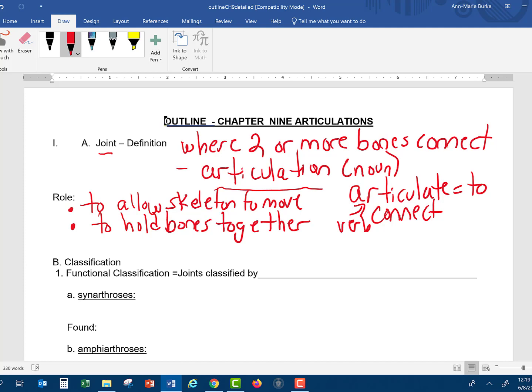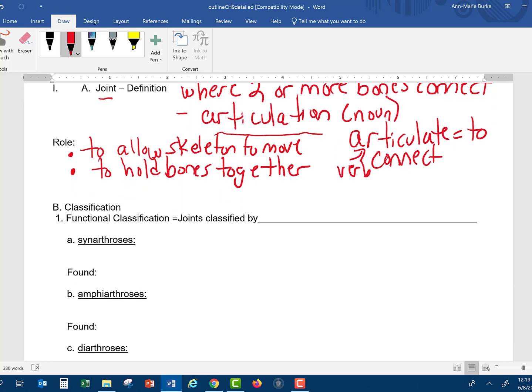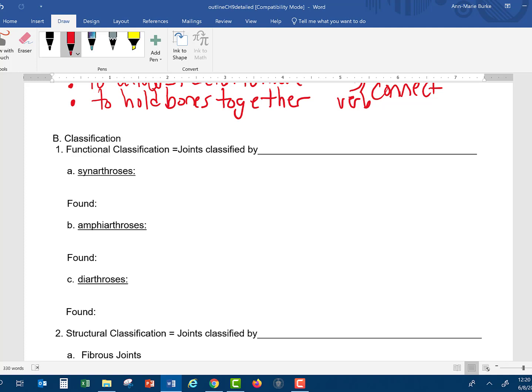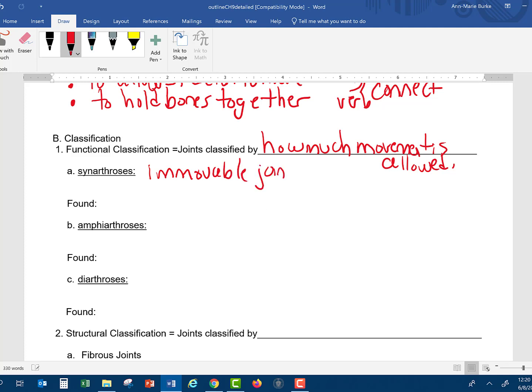So in order to make sense of them, scientists put them in categories based on either their structure or their function. One group of categories is based on their function. In this category, joints are classified by how much movement is allowed. There are three categories you can put a joint in terms of its function. The first is called synarthroses. These are Greek terms, by the way, so they're a little tricky to say, but synarthroses means an immovable joint. So this joint, for the most part, does not move.